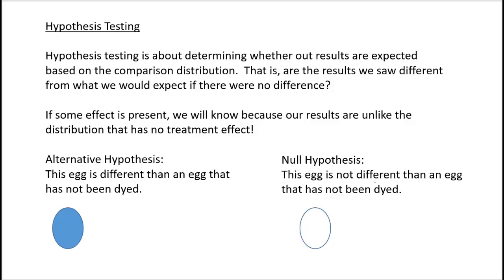The null hypothesis is that the results that we found are not different than the results if there is no effect. So if an egg has not been dyed, then it will look like other eggs that have not been dyed. If an egg has been dyed, it will look different than the egg that has not been dyed. This is the key to null hypothesis testing. Let's take a look at how we might situate some language around the idea of null hypothesis testing.